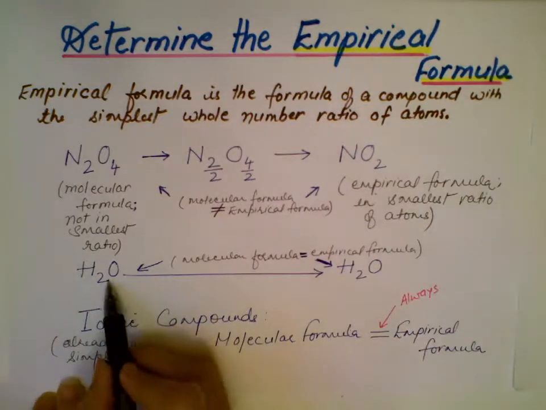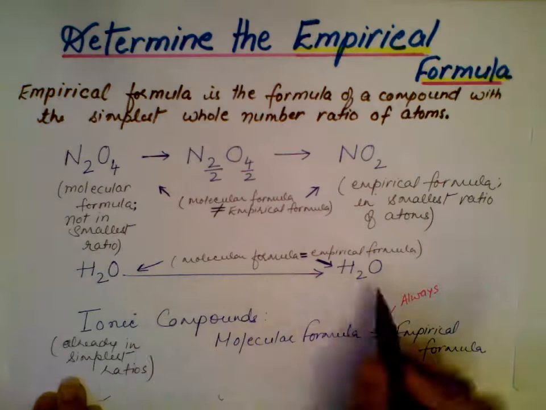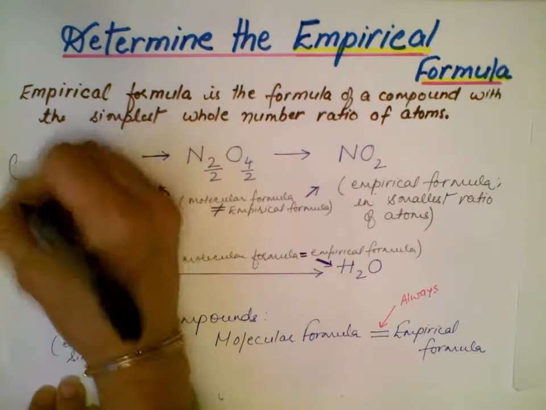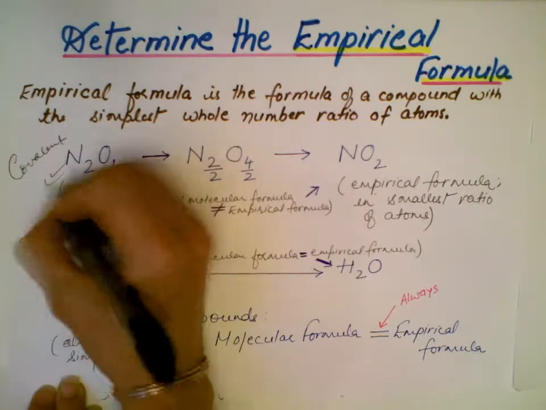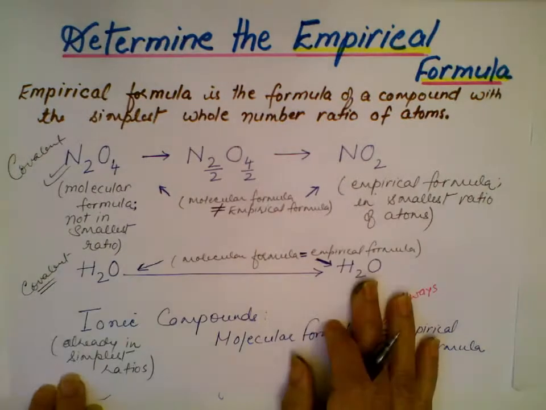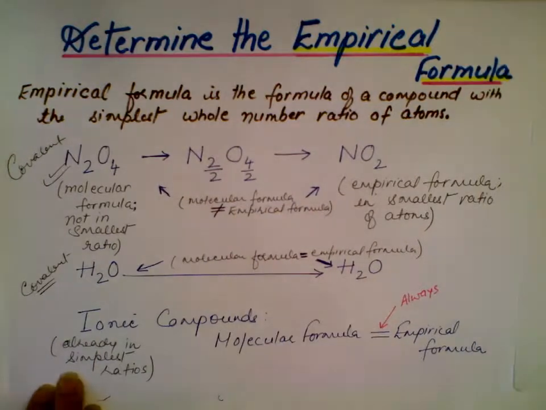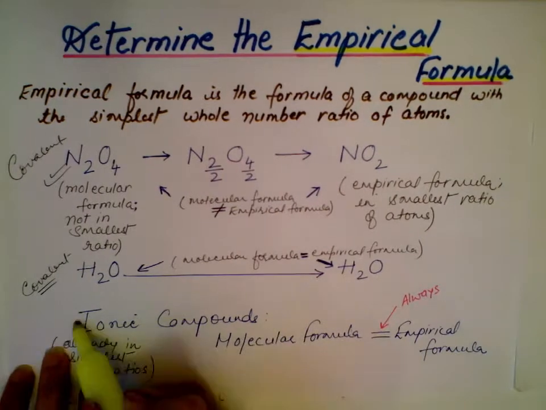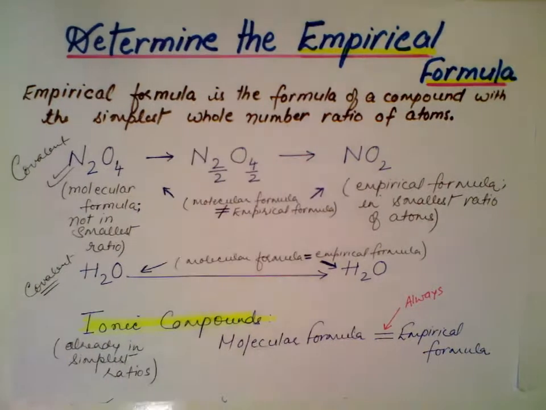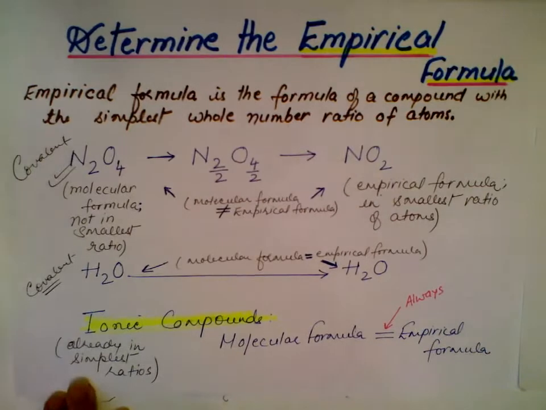Here is H2O. However, you see the difference between N2O4 and H2O. For H2O, the empirical formula and the molecular formula are the same. So in the case of covalent compounds, and this is a covalent compound, this is a covalent compound, molecular formula and empirical formula may or may not be the same. Like in this case, it's not, and in this case, it is. However, in ionic compounds, molecular formula and empirical formula are always equal because the ratio of atoms is already in the simplest form. Let's start with the example.